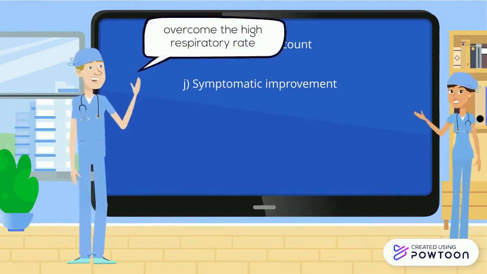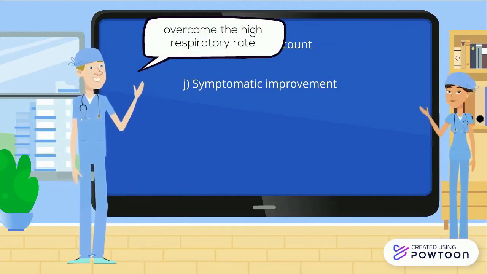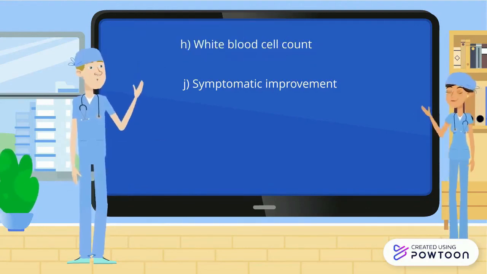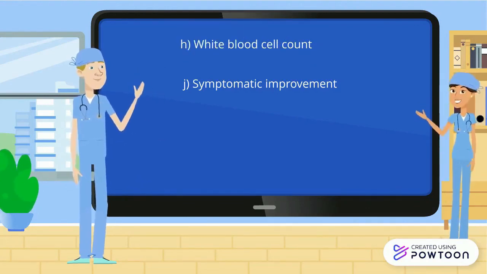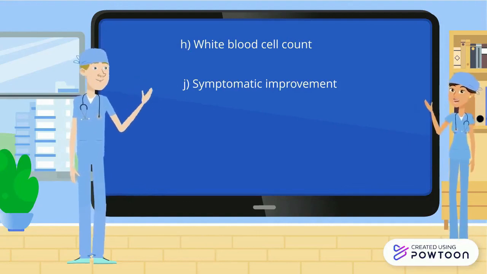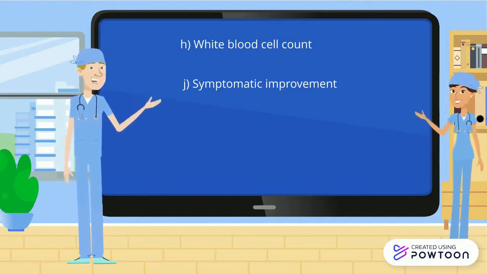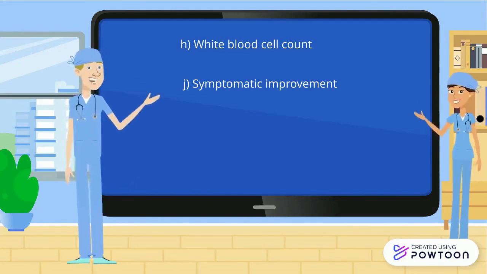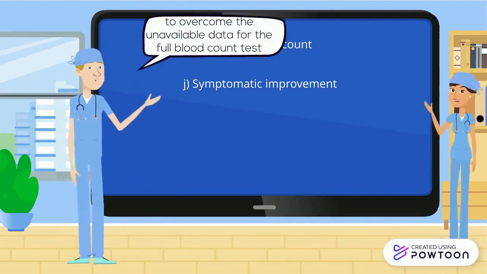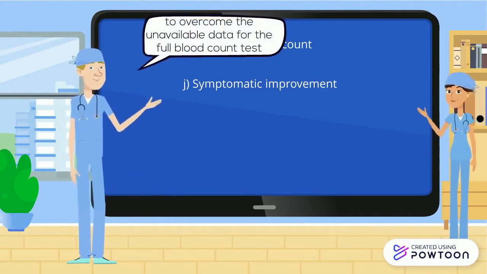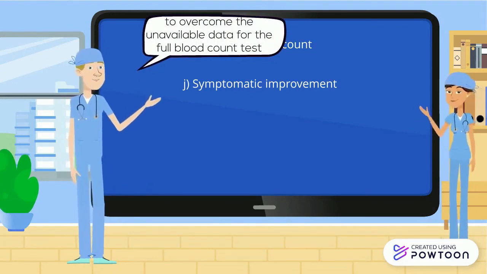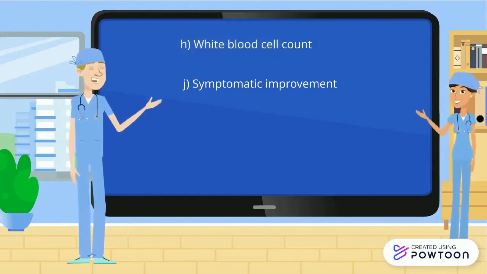The next plan is to overcome the high respiratory rate. Monitor the arterial blood pH so that it does not fall below the lower limit, because it can cause metabolic acidosis if it reduces even further. Other than that, monitor the respiratory rate of the patient because a higher respiratory rate is a symptom of metabolic acidosis. Lastly, the plan is to overcome the unavailable data of the full blood count test. We need to conduct the full blood count to check the level of white blood cells to determine whether the infection has resolved or not.